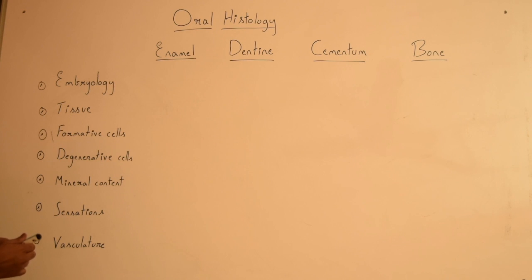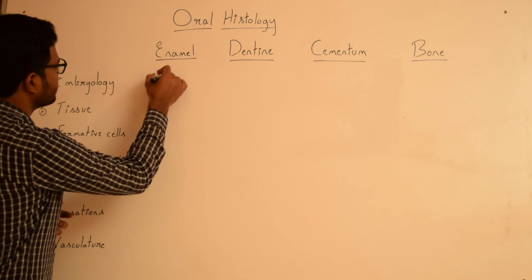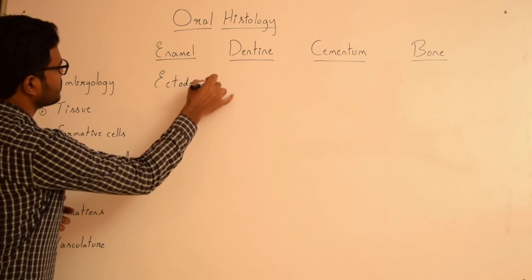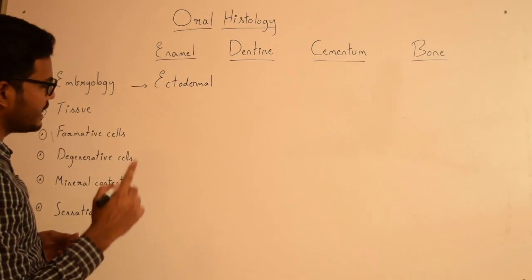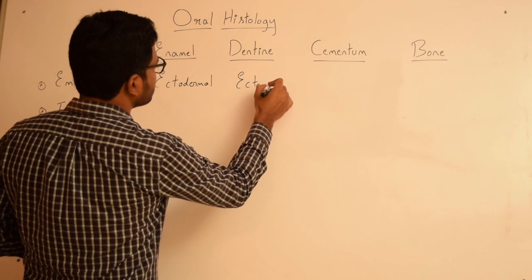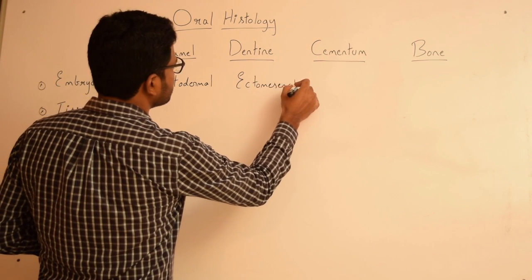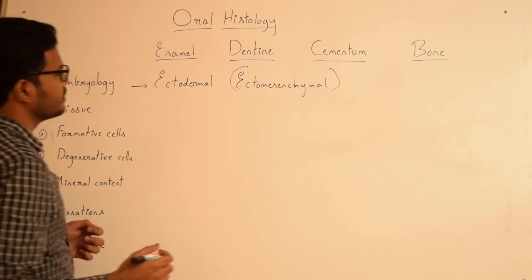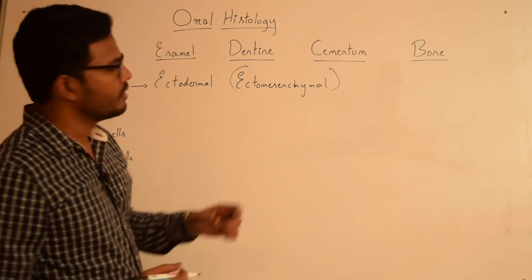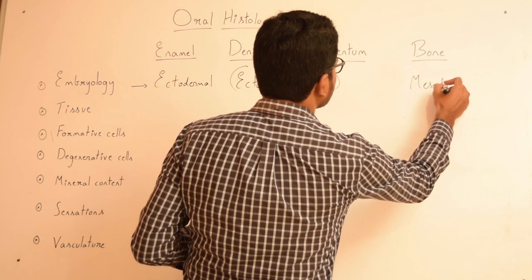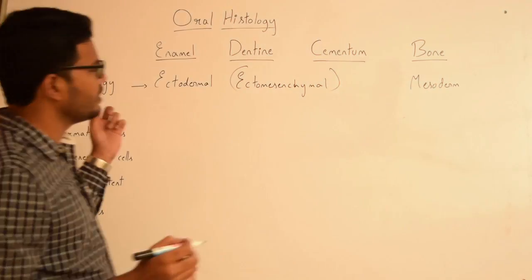So let's start with enamel, and the origin of enamel is chiefly ectodermal, right? Whereas dentin and cementum, they are ectomesenchymal. So both dentin and cementum, the origin is ectomesenchymal, whereas bone, it is mesoderm. So this is pertaining to their origin.